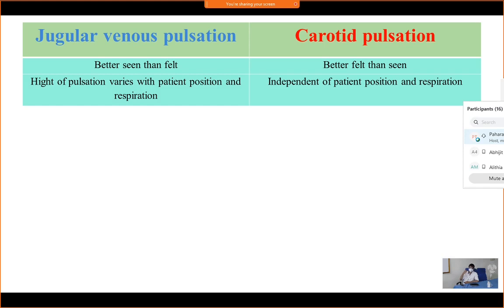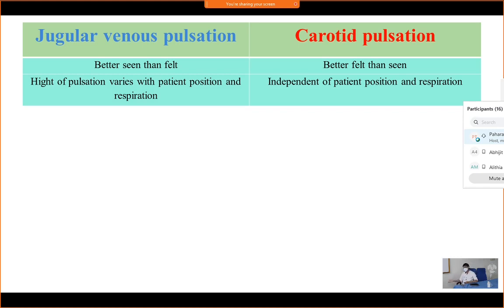If you get a pulsation, the most likely it is carotid. But in jugular venous pulsation, you will not be able to palpate it. Then again, the height of the pulsation in case of jugular venous pulsation varies with the patient position and respiration. So during inspiration, it will go down. During expiration, it will go up.